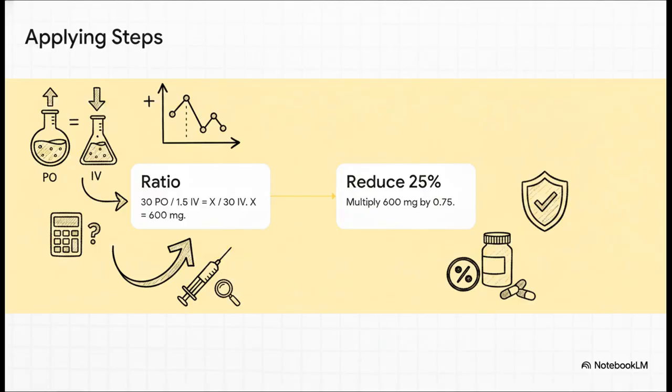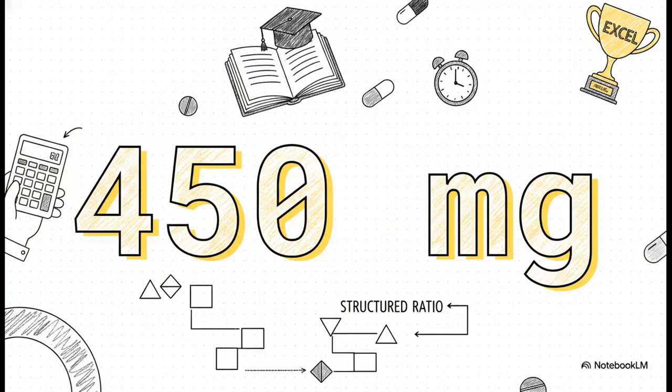Step 1, we set up the ratio. 30 milligrams of PO morphine over 1.5 milligrams of IV hydromorphone equals X over the patient's current 30 milligrams of IV hydromorphone. Solving for X, the pure math yields 600 milligrams of PO morphine. But we definitely do not stop there. Step 2, we reduce that dose by 25% for cross-tolerance. So we multiply 600 milligrams by 0.75. This brings our final, safe daily dose down to 450 milligrams per day of PO morphine.